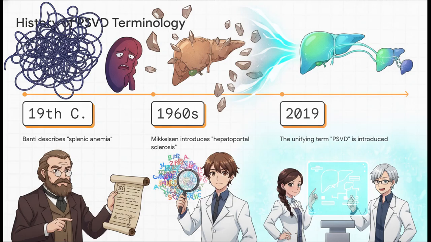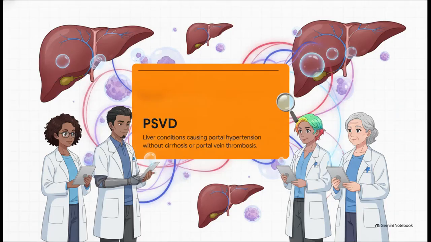Jump to the 1960s, and Mikkelsen introduced the term hepatoportal sclerosis to describe the hardened microscopic veins. And over the decades, we basically ended up with this alphabet soup of names: non-cirrhotic portal fibrosis, idiopathic portal hypertension. It was a lot. It wasn't until 2019 that the Vascular Liver Diseases group finally cleaned this whole thing up and created one single unifying term. And that term? Portosinusoidal vascular disease, or PSVD.